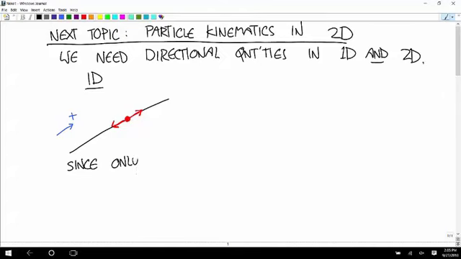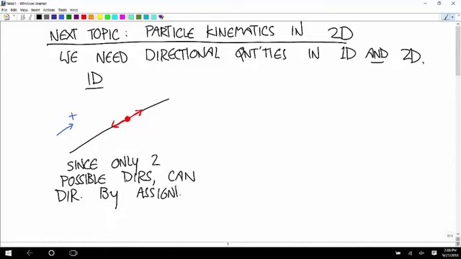So since there's only 2 possible directions, you can give the direction by assigning one way positive and one way negative. Okay, that works out perfectly. There's 2 signs and there's 2 directions in 1D. But now everything is going to get screwed up in 2D.